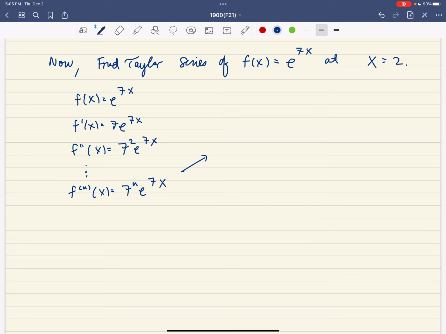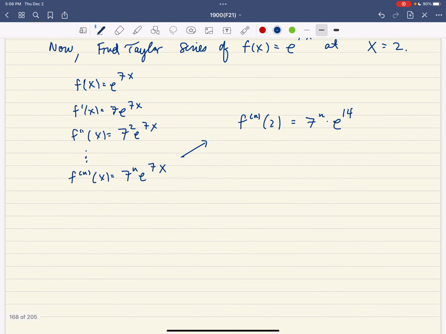And therefore, the nth derivative of f at 2, which is what we're after, is going to be 7 to the n times e to the 7 times 2, e to the 14. So e to the 14 is going to be some number, and then times 7 to the n. That'll be our nth derivative of f at 2. And that's actually the hard work, because our function f is going to be the sum from 0 to infinity of the nth derivative of f at 2 divided by n factorial times x minus 2 to the n.